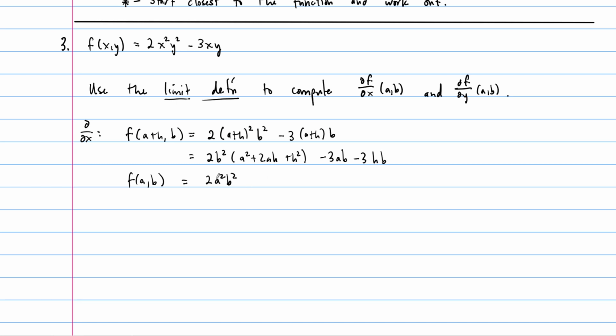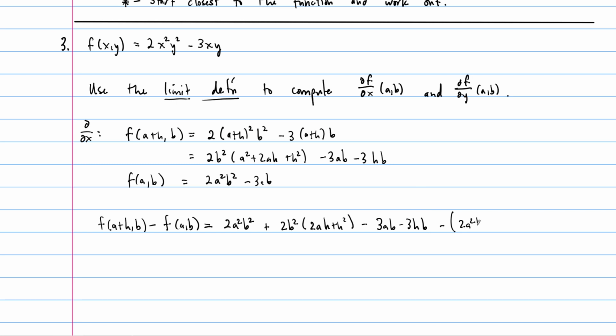Okay, and then what do we have here? This one's just ab, so it's going to be 2a squared b squared minus 3ab. And then we need to subtract these, right? So f of a plus h comma b minus f of ab. This is going to be all of this. So I'm going to write this one out as 2a squared b squared plus 2b squared times 2ah plus h squared minus 3ab minus 3hb, and then minus all this, right? Minus 2a squared b squared minus 3ab.